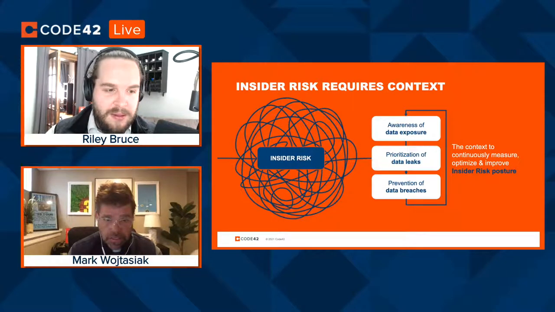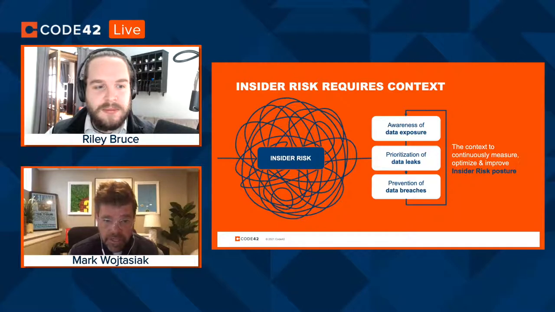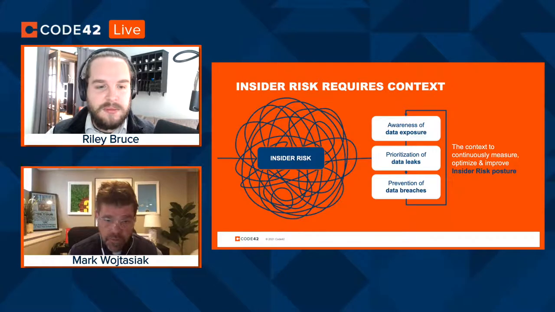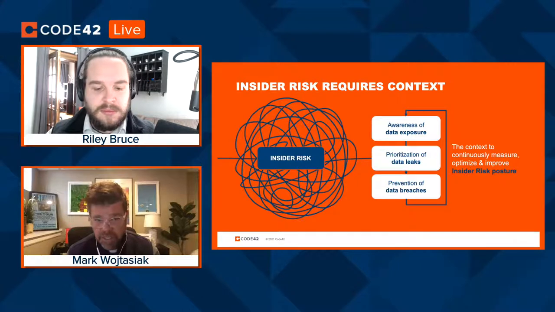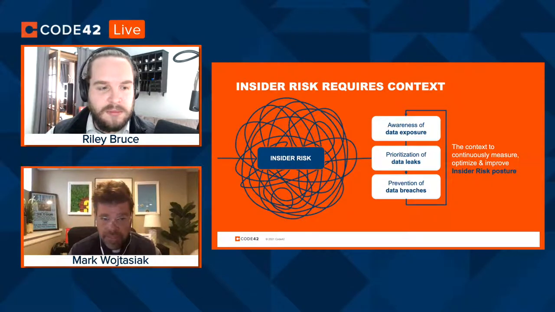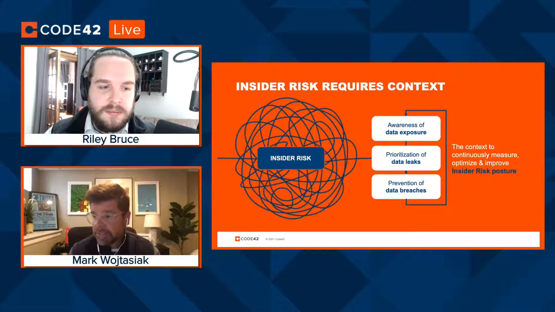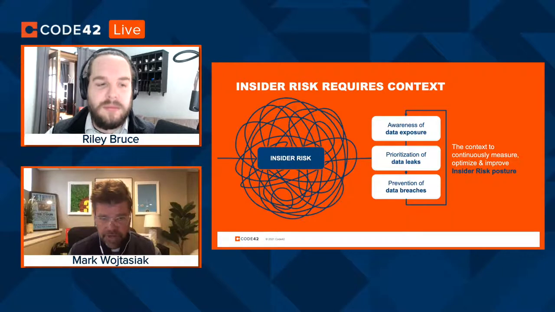Context around where data of material risk is exposed. How do you prioritize what corporate leaks really matter to the business? Is it source code? Is it by file type? Is it by attribute? Is it because it originated in a certain department? Is it whatever it might be? And that's all up to the risk tolerance of the organization and the industry they're in and their competitive position and all those sorts of things. And then ultimately, how do you prevent it from turning into a breach? Contextually, we call that right-sized response, right?